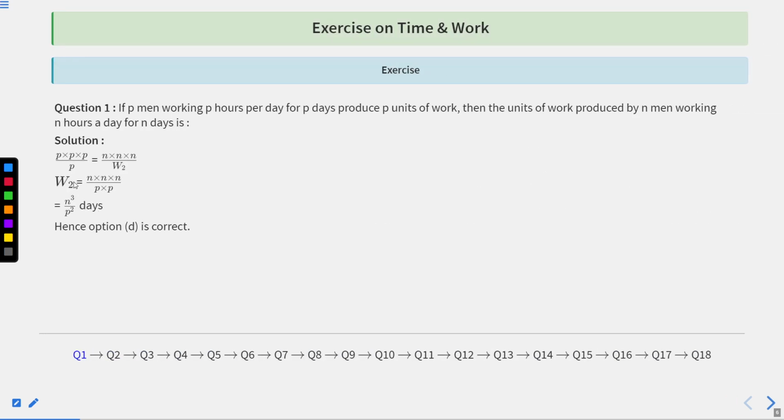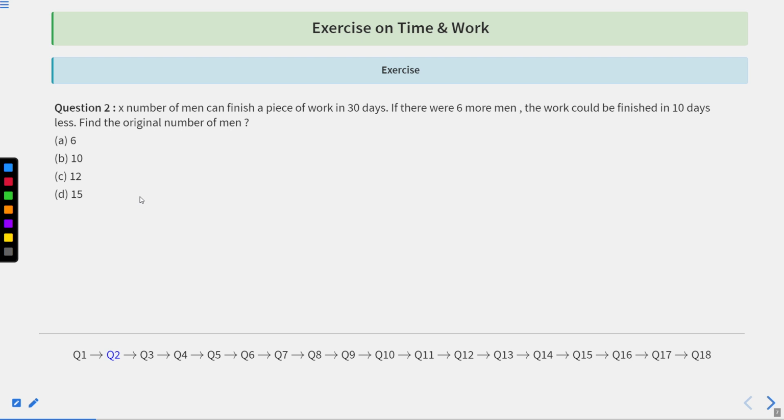So substitute the values in the formula, you will get p times p upon p is equal to n times n upon w2. So w2 is equal to n cube upon p square. So that is n cube upon p square days. So the correct option here is option D.